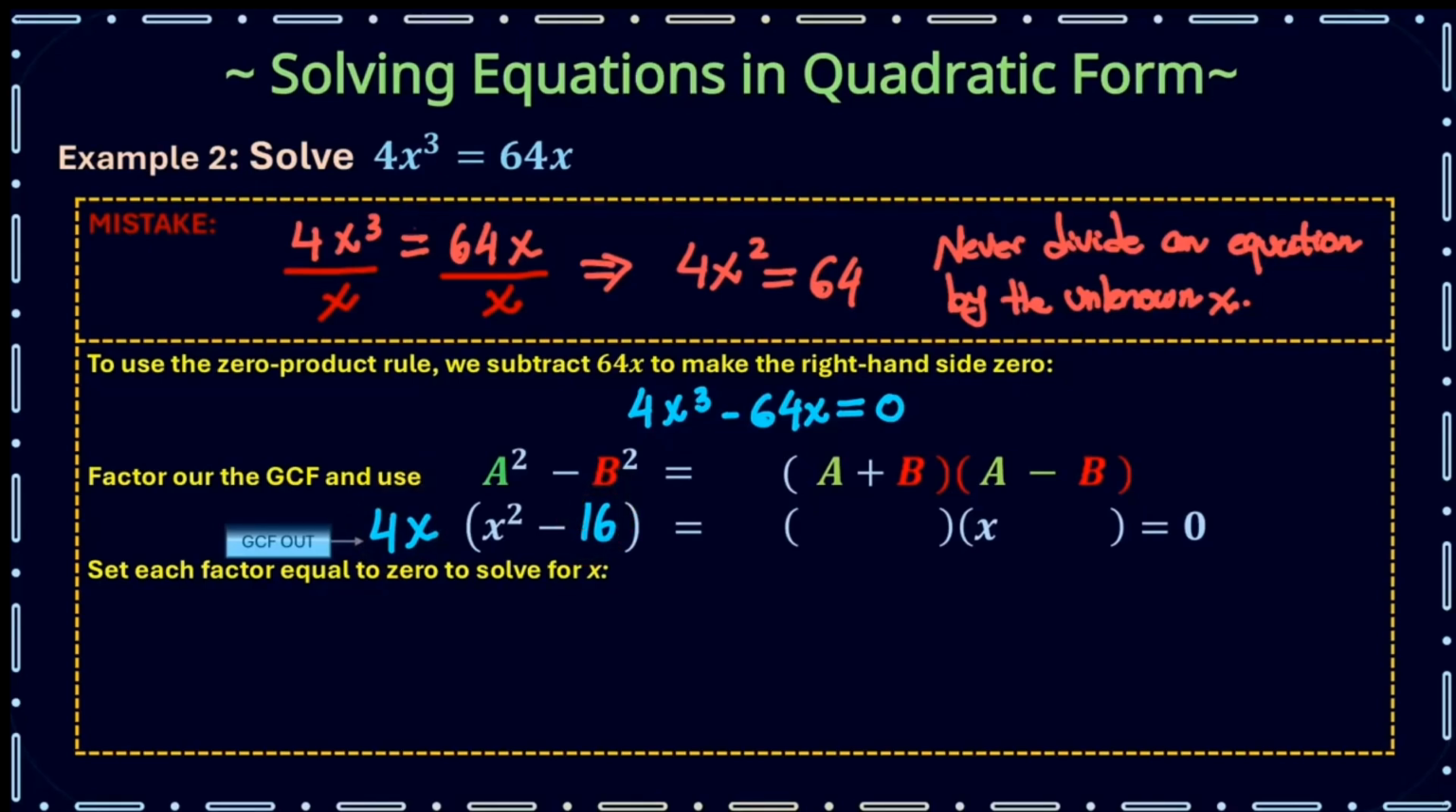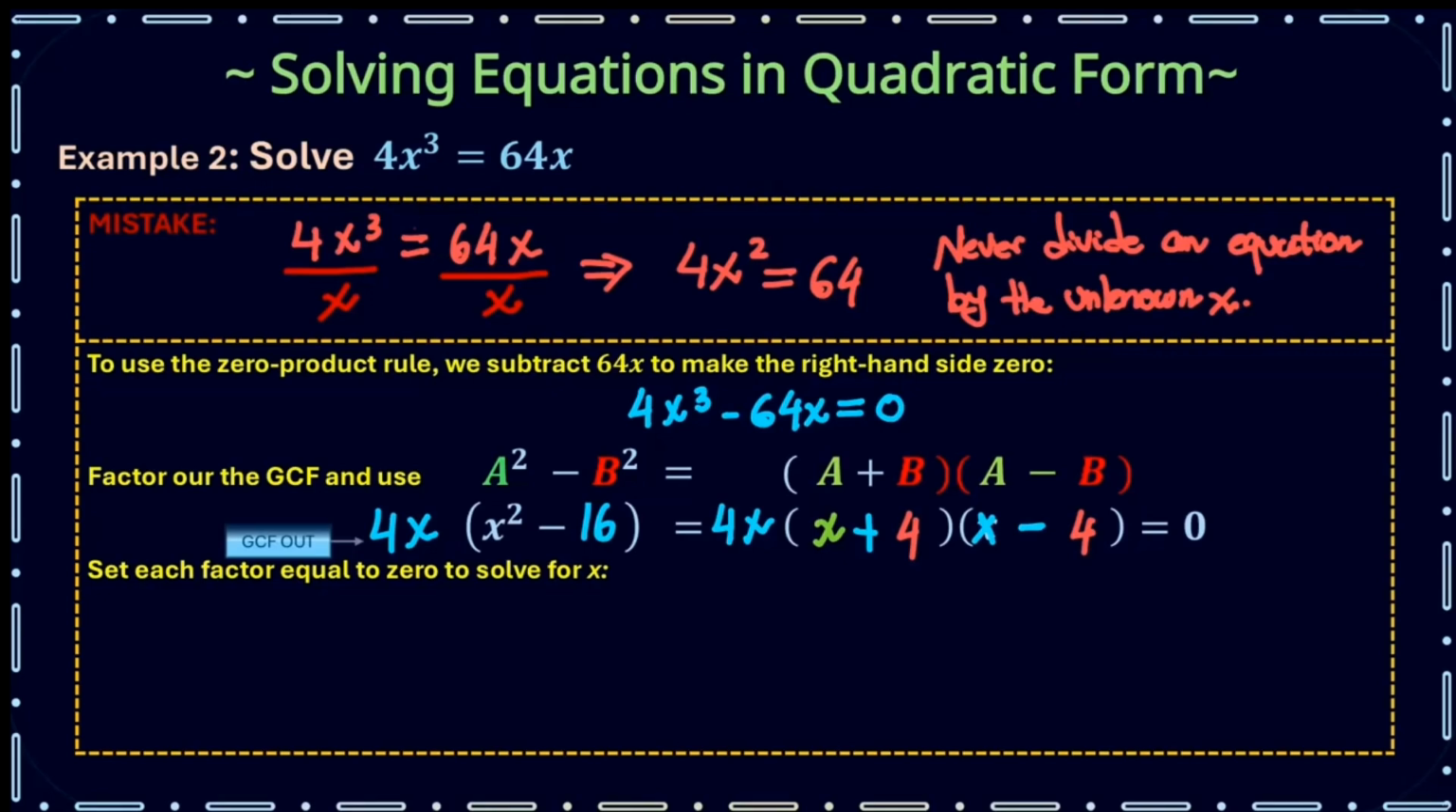We are not done yet. We have a quadratic here. This is a difference of two squares that can be factored out. Here we identify a with x, and since b squared is 16, we identify b with 4. So for a, we have x. For b, we have 4. So x plus 4 and x minus 4 are the factors of the difference of two squares.